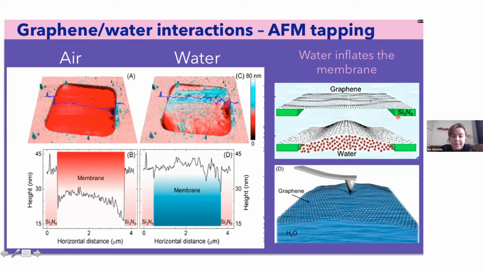After the effort to characterize the topography of the samples, we proceed to nano-indentation experiments using a silicon tip. So now we would like to see the mechanical behavior of these two systems, graphene with air in the channel and graphene with water underneath the membrane.